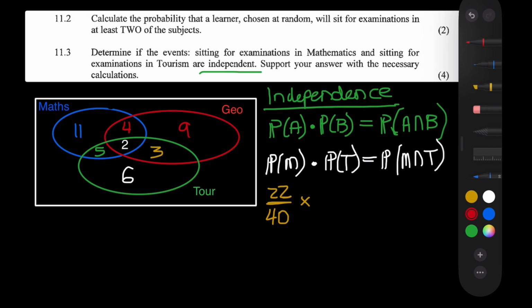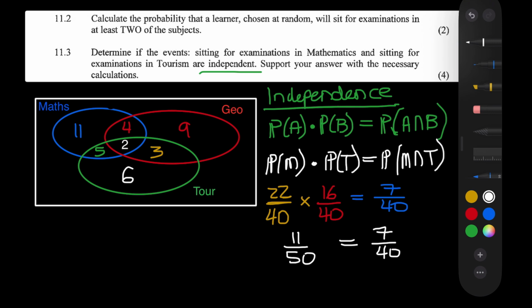Multiplied by those sitting for tourism, in this green circle over here, we know is simply 16 divided by 14, you see. And then on the right-hand side, we know that the probability of those sitting for both math and tourism is this shape over here, which is 5 plus 2. So you know that's 7 divided by 14, you see. And now when we simplify everything, we know that the left-hand side becomes 11 over 50. And then the right-hand side stays the same as 7 over 14.